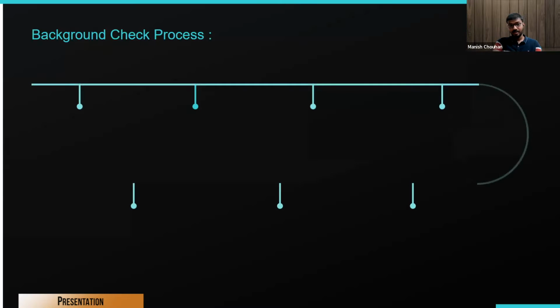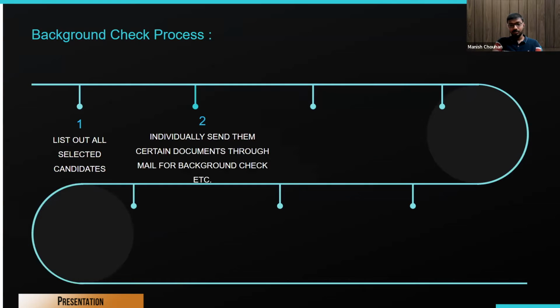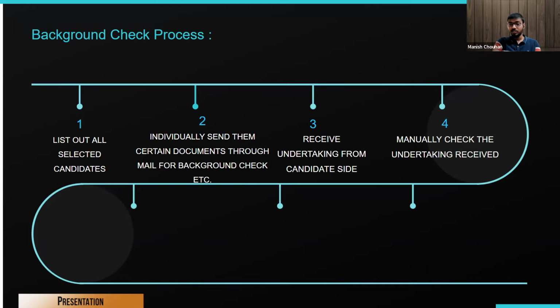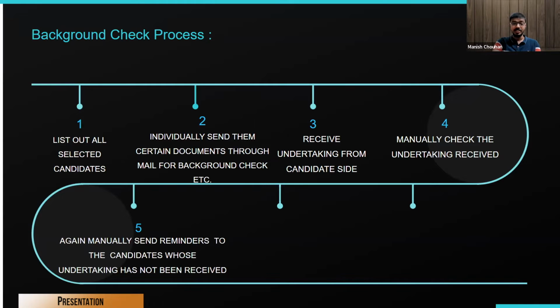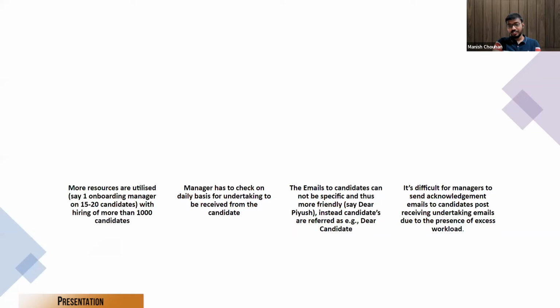So the manual background check process includes listing out the selected candidates, then individually sending them certain documents through mail for the background check. Then seeking the undertaking from the candidate side and manually checking them. Again, manually sending reminders to the candidates whose undertaking has not been received. Then manually checking and, at last, initiating the background check.